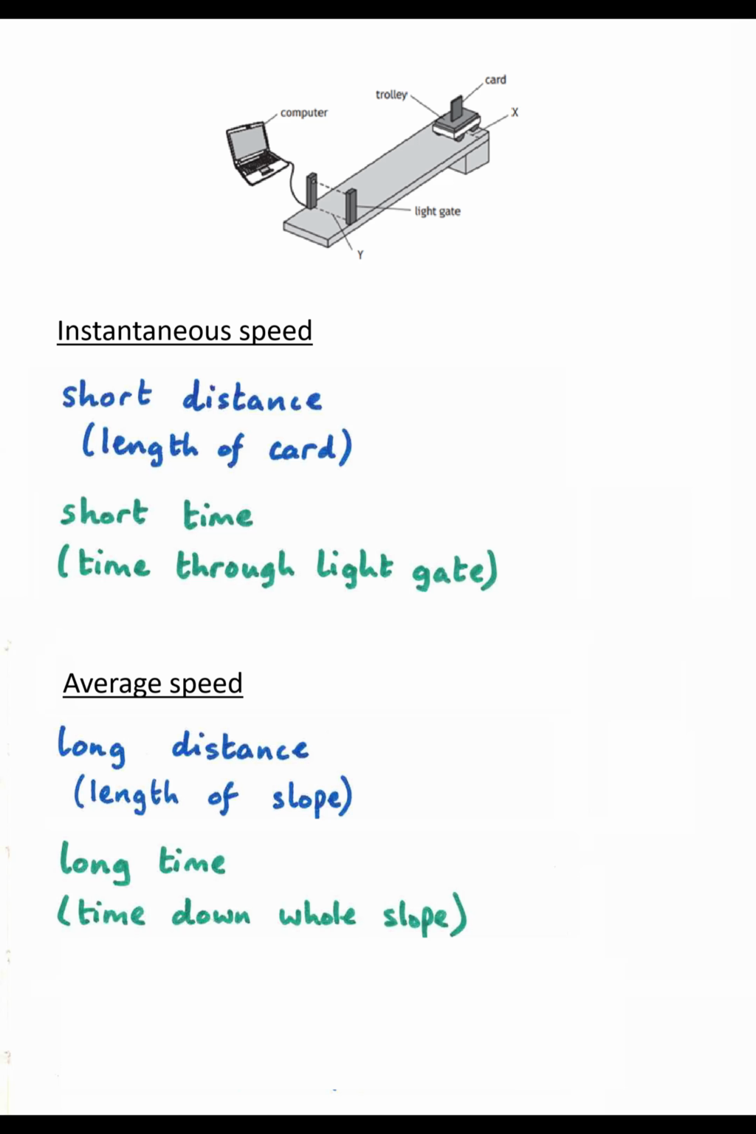This experiment is like a model of the two kinds of speed cameras. To find the instantaneous speed of the trolley as it passes point Y, the distance measurement we use is the length of the card on the top of the trolley, and the time measurement we use is the time through the light gate at position Y. To find the average speed of the trolley, the distance measurement we use is the whole distance between positions X and Y, and the time measurement we use is the time of that whole journey, between positions X and Y. But for both instantaneous and average speed, we use the formula, speed equals distance divided by time.